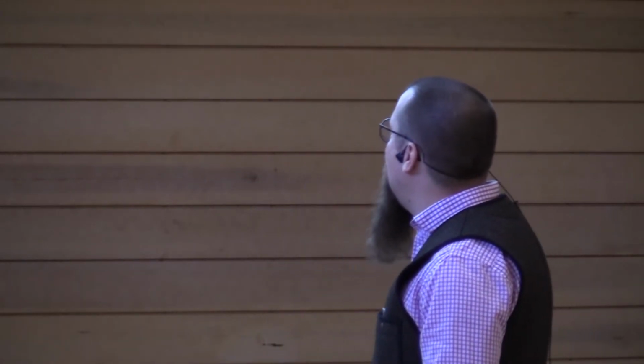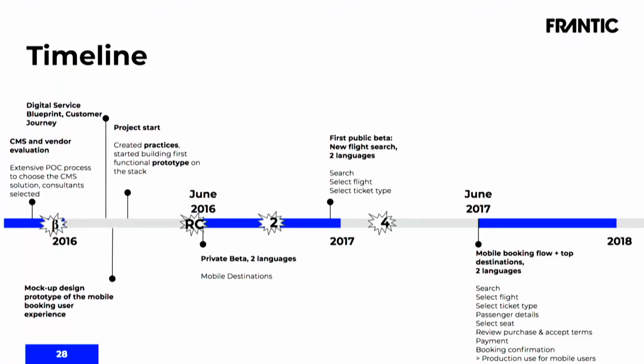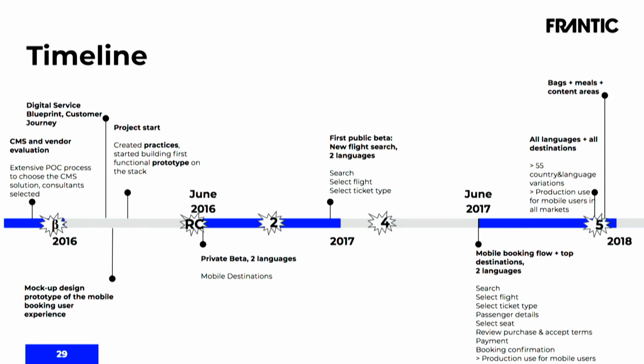And with that one, we released the full mobile booking flow last summer, and that means that the user from end to end was able to buy their plane tickets after browsing the destinations. And that one then we extended late last year with all the language versions and destinations, and around Christmas time we also extended it so that users can buy their bags and meals in the same booking flow.